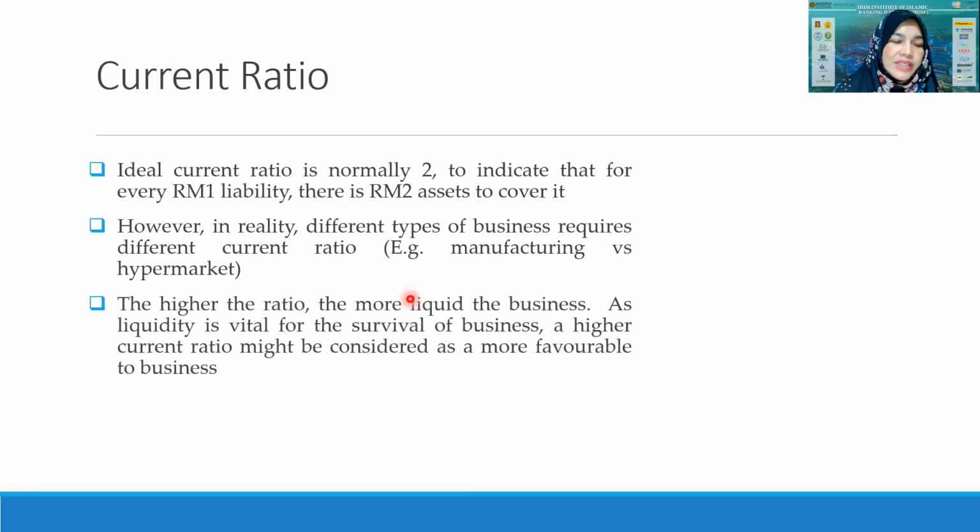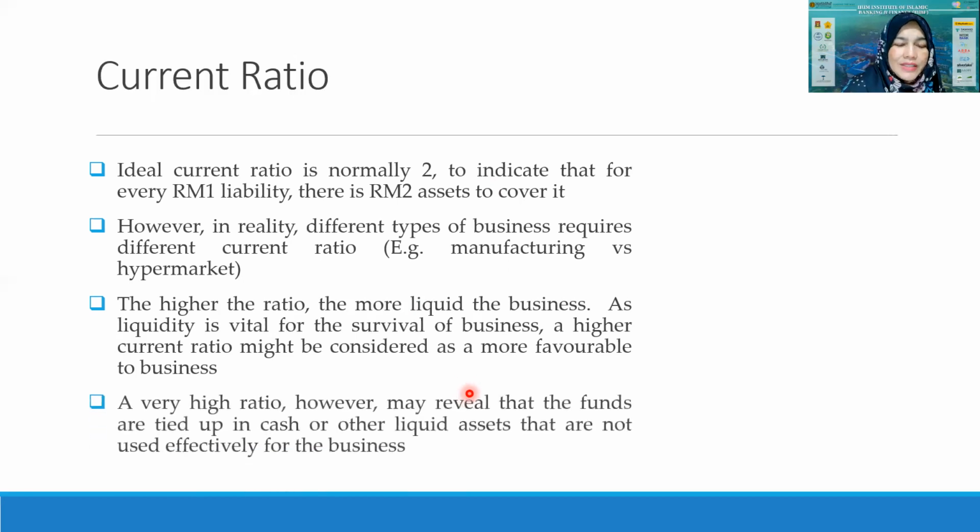Okay, for current ratio, the higher the ratio, the more liquid the business. As liquidity is vital for business survival, a higher current ratio might be considered more favorable for the business. Definitely, if one person has RM2 of asset for every RM1 of debt, compared to another person who has RM5 of asset compared to RM2 of debt, the second one is better because his current ratio is higher, which is 5/2 compared to 1/3, for example.